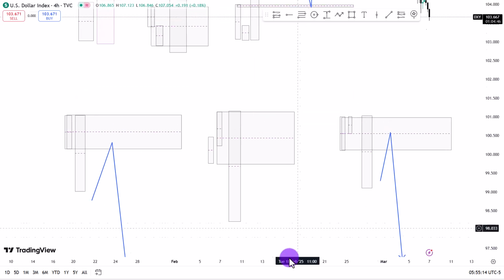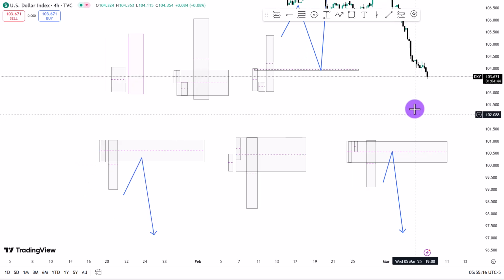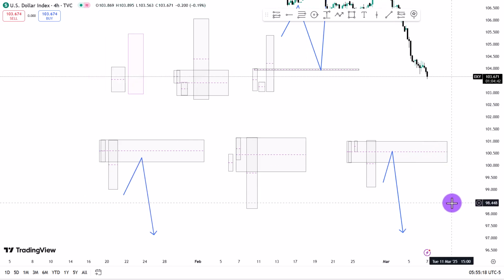I think I've explained quite a bit about order blocks. If you're still confused about the order block, then I think you may need to pay very close attention.